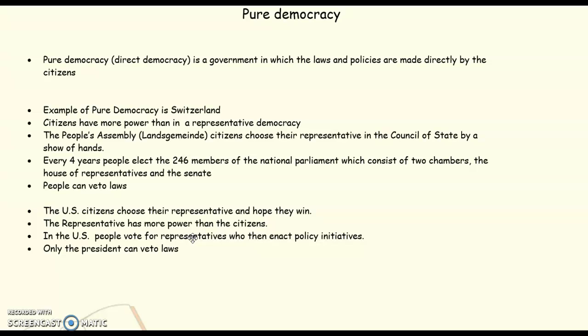The People's Assembly, which I think is called the Landsgemeinde. Citizens choose their representative in the Council of State by a show of hands. Every 4 years, people elect 246 members of the National Parliament, which consists of 2 chambers, the House of Representatives and the Senate. What's cool here is that people can also veto laws. In the US, only the president can veto laws. The US citizens choose their representative and hope they win. The representative has more power than the citizens. And in the US, people vote for the representative who then enacts policy initiatives.